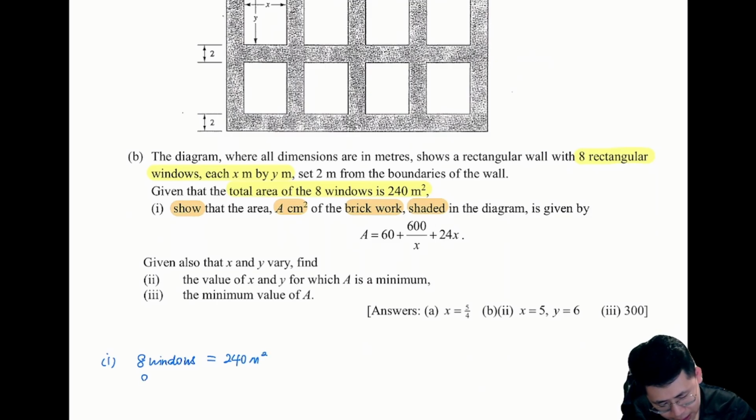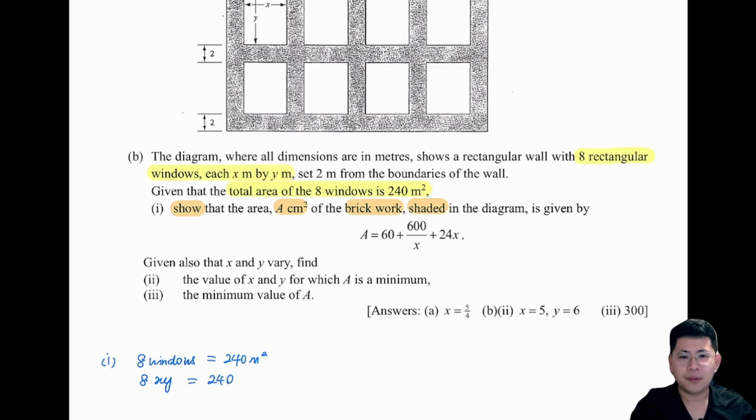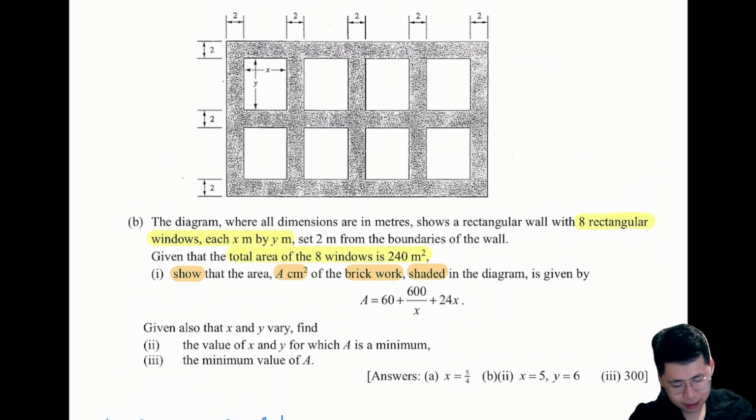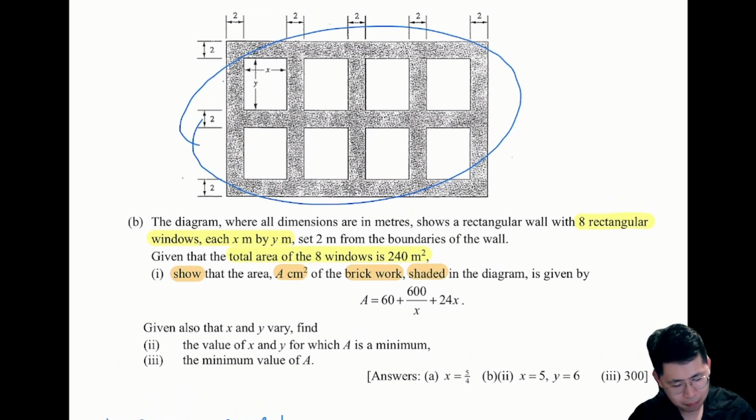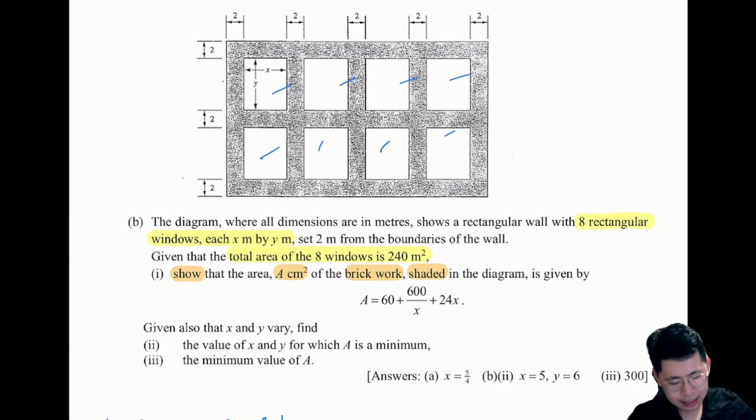So this means that 8 windows, so 8 times x times y is equal to 240 meters square. So I will leave this information here like this first. Now, the next thing that I will take note of is I want to find the area of the brickwork. I can take the whole thing minus off these 8 windows, or actually I can minus off 240 meters square.